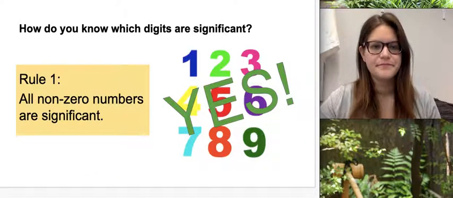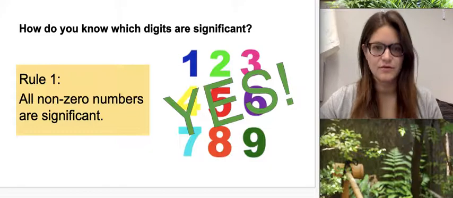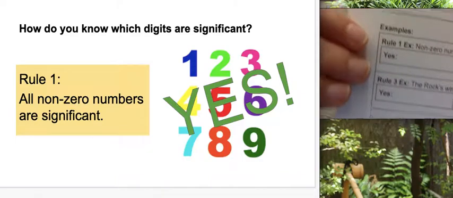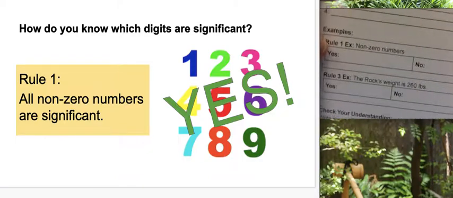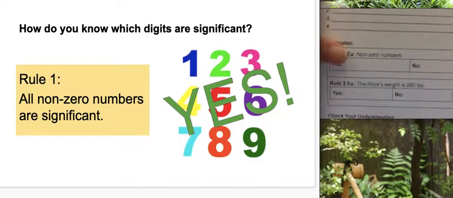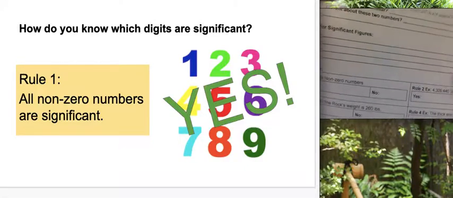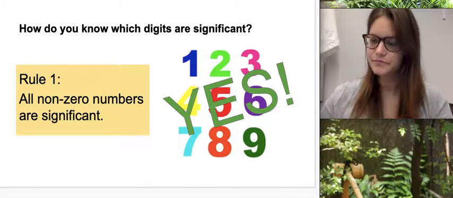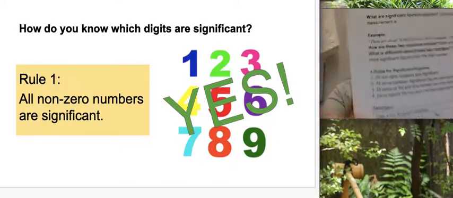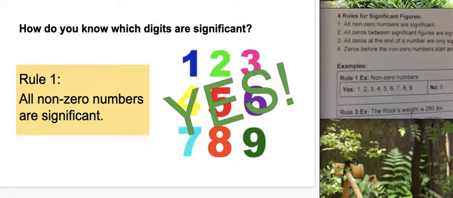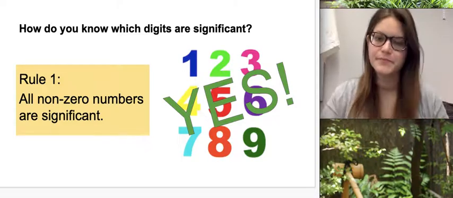So for rule 1, all non-zero numbers are significant. That means if a digit is 1, 2, 3, 4, 5, 6, 7, 8, or 9, it's going to be significant. So under examples on your page here, for examples of non-zero numbers, just write 1, 2, 3, 4, 5, 6, 7, 8, 9. And then for the no, you just need to put 0. So exactly the way that I have written that, 1, 2, 3, 4, 5, 6, 7, 8, 9, and 0 is not significant.